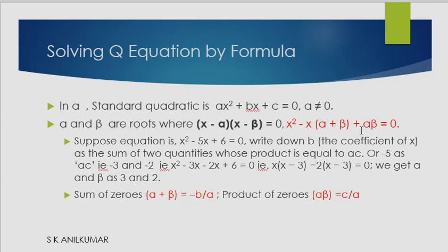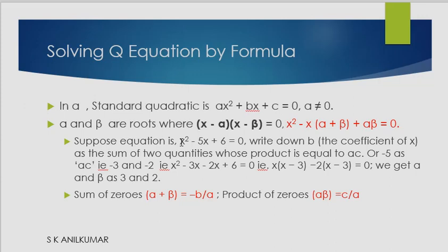So what do we write for c? We write alpha beta. For b, we write alpha plus beta. Why? Because alpha plus beta is b by a. When a is not there, we write it as alpha plus beta. When a is there, we write minus b by a. So x square minus x into alpha plus beta, plus alpha beta, equals 0, where alpha plus beta is b and alpha beta is c. Alpha plus beta where a is present will be minus b by a. So using this we can solve an equation.